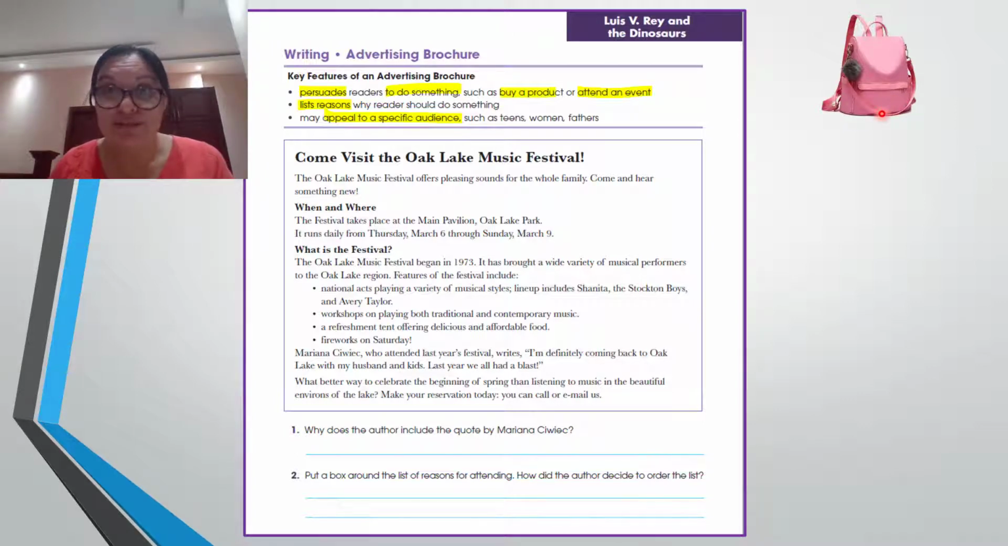To girls, right? Because boys are not going to be interested in those kind of brochures. So the audience is girls or teenagers, maybe women. Can be? Yes, I can use that. It's beautiful.